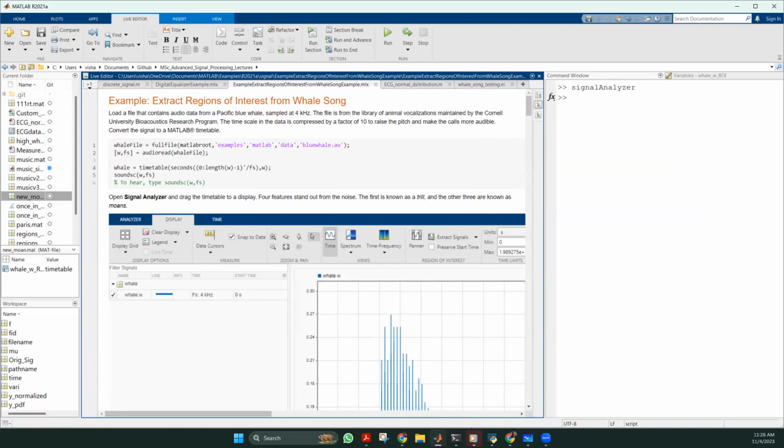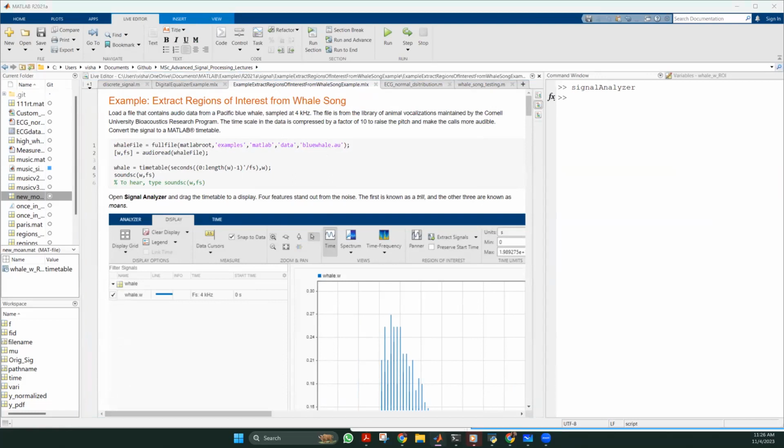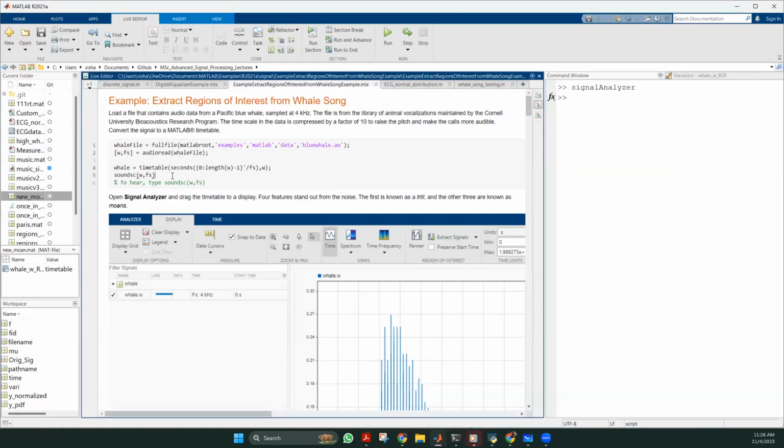So I don't know whether I have shared the sound. I will share the sound, and I will run this, and you will be able to hear the sound of the whale. So hopefully.